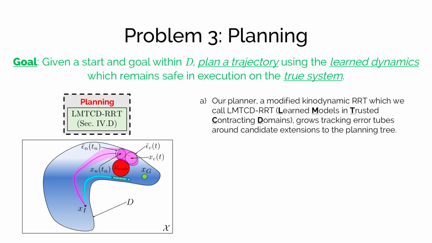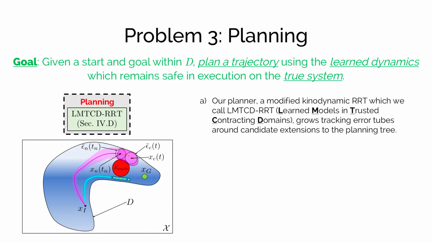Finally, we use the learned dynamics, the learned controller, and a trusted domain in order to plan safely. Specifically, for a given start and goal location within the trusted domain D, we wish to plan a trajectory using the learned dynamics, which can be safely tracked in execution on the true system. We can do this by imposing additional constraints on a kinodynamic RRT.